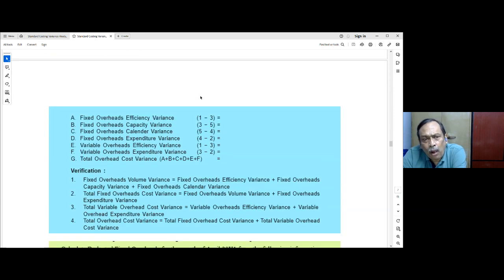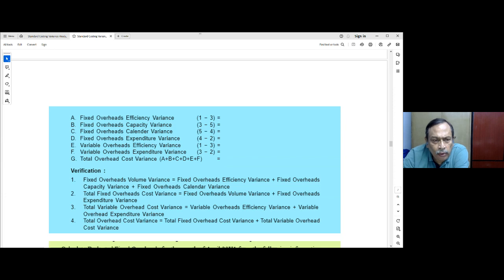Now, we go for calculating the variances. Fixed overhead efficiency 1 minus 3. Fixed overhead capacity 3 minus 5. Fixed overhead calendar 5 minus 4. Fixed overhead expenditure 4 minus 2. Variable overhead efficiency 1 minus 3. Variable overhead expenditure 3 minus 2. And total overhead cost variance will be A plus B plus C plus D plus F.